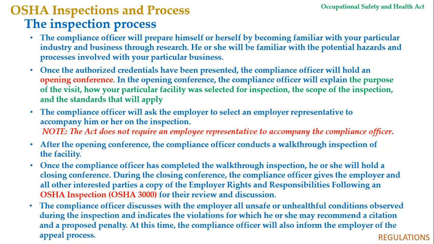The compliance officer then discusses with the employer all unsafe and unhealthful conditions observed during the inspection and indicates the violation for which he or she may recommend a citation and the proposed penalty. Citation means the violation notice. At this time, the compliance officer will also inform the employer of the appeal processes.